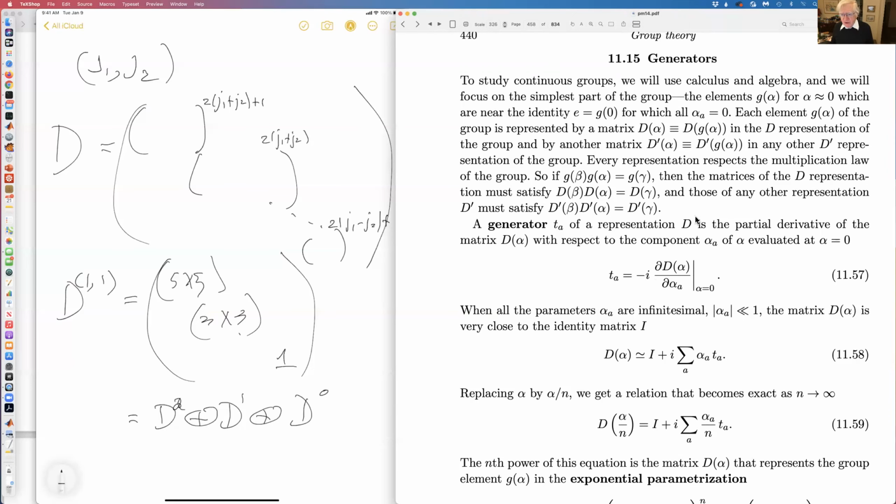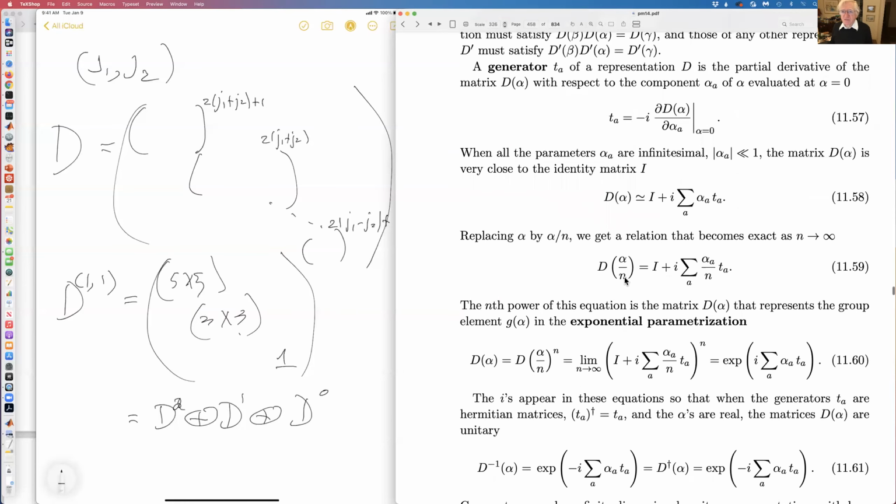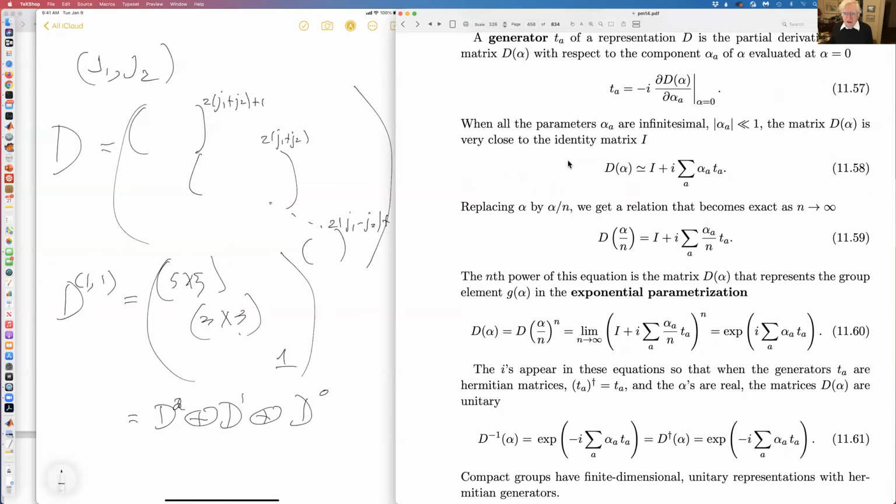And so what you do is imagine that D of alpha is an n by n matrix that depends upon a certain number of parameters, alpha. And so you take the partial derivative of the matrix with respect to each of the parameters. And then because we're in a physics department and we have a fetish or compulsion of using Hermitian quantities, we multiply by minus i to make the thing Hermitian.